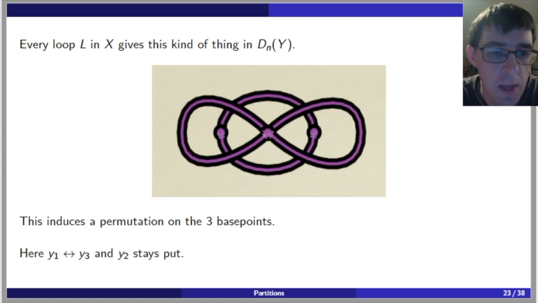In this case, if we order them 1, 2, 3 from left to right, point 1 and point 3 are being interchanged by this particular loop, and the one in the middle is staying put because it ends up where it started.